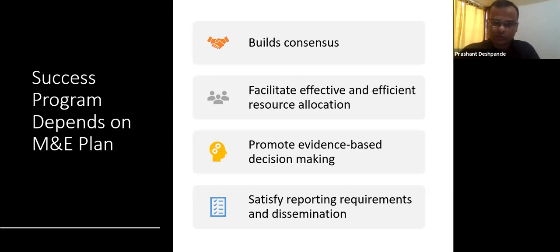resources in between also. Then it gives evidence-based decision making, because this is an objective document, and it objectively says what is working, what is not working. It is very important, because it's generating evidence for the program: how we are progressing, what is helping us to achieve our goals and objectives. So it's an evidence-based document.